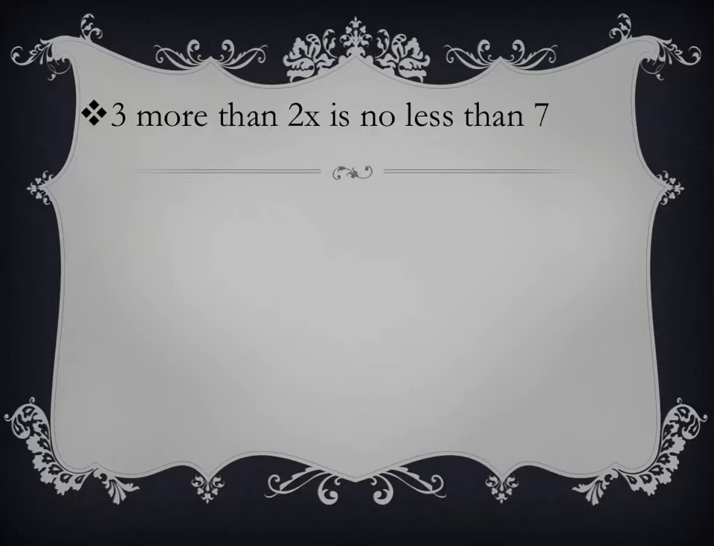Alright, now the fun part. So we're going to try and take these statements and translate them from a sentence into an inequality. To begin with, we have 3 more than 2x is no less than 7. Okay, so let's go ahead and try and highlight some of the important words. We have more than, and we have no less than. Those are important things we're going to use to translate into mathematical processes.